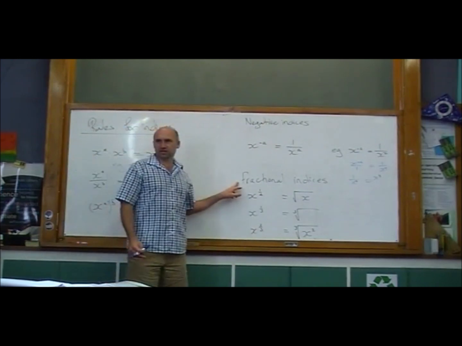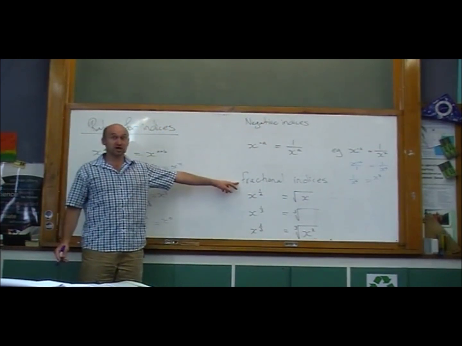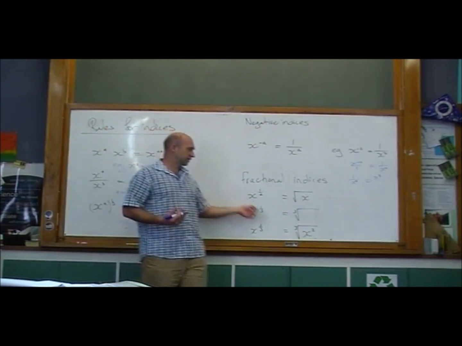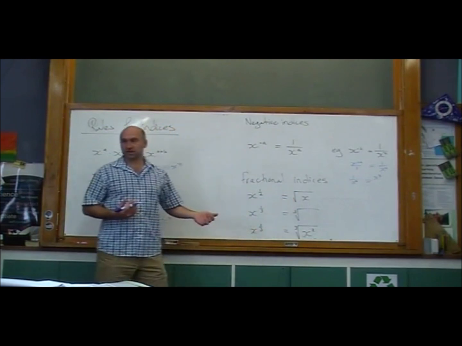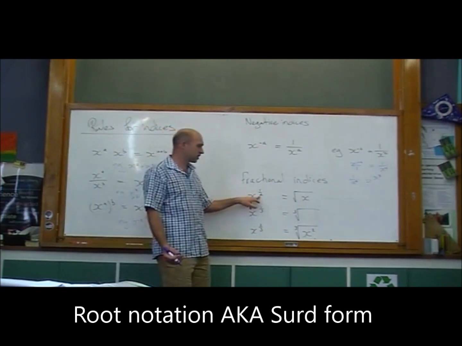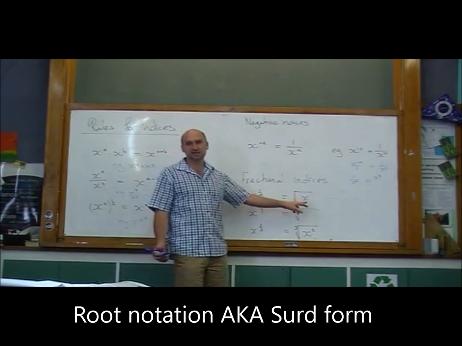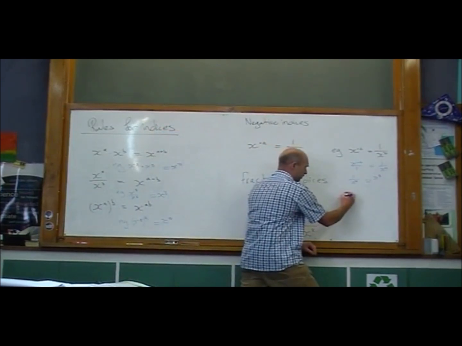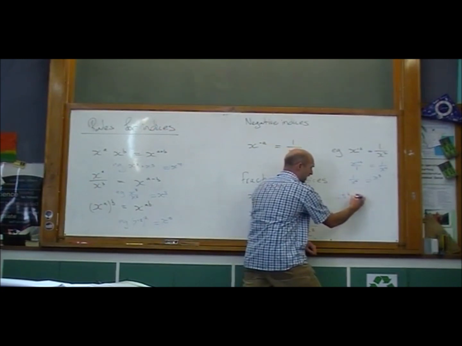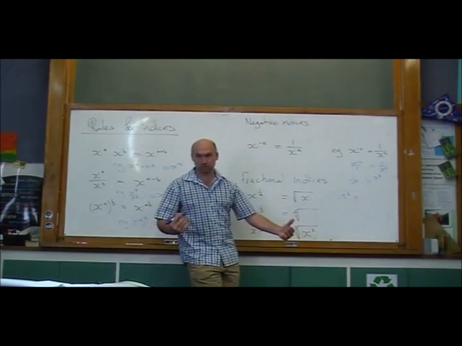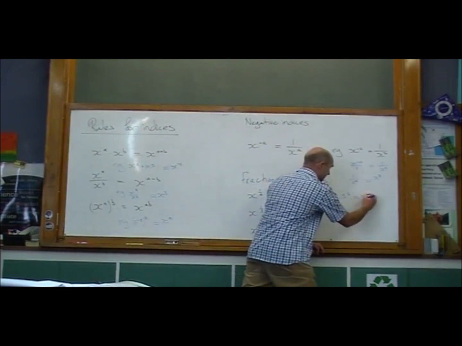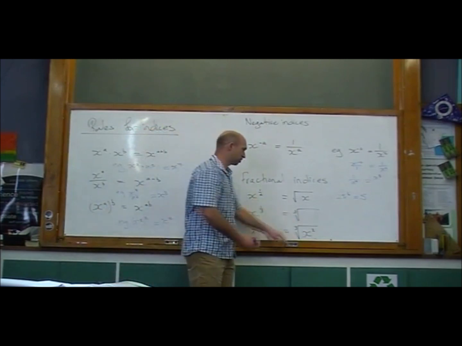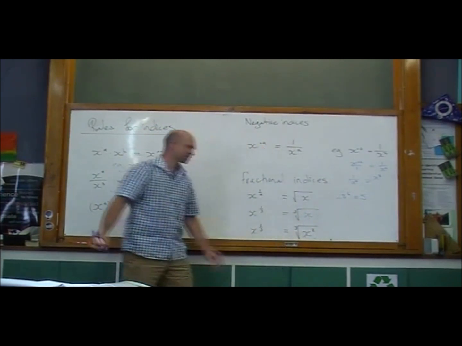The last one, and I think this one's a new one for you guys for this year, fractional indices. Fractional indices are like a different way of writing that root notation. So x to the half is exactly the same as the square root of x. So like 25 to the power of a half is the same as the square root of 25, right? Is 5. So x to a third is just the cube root of x.